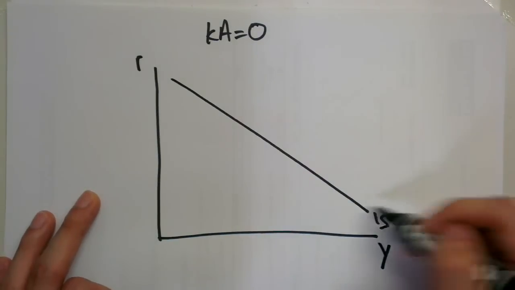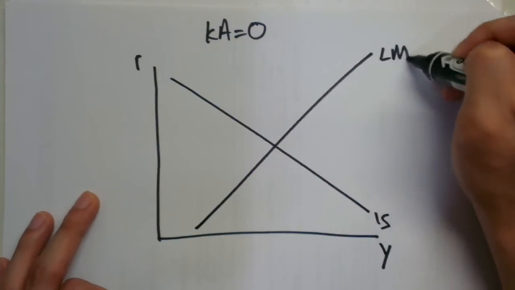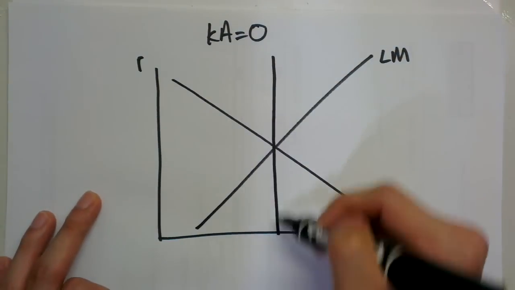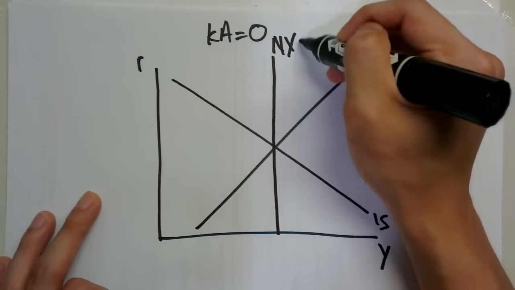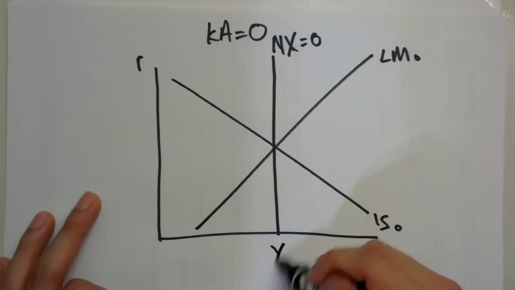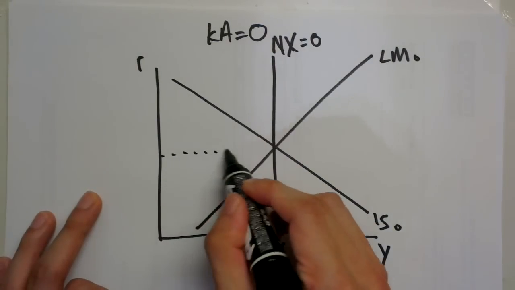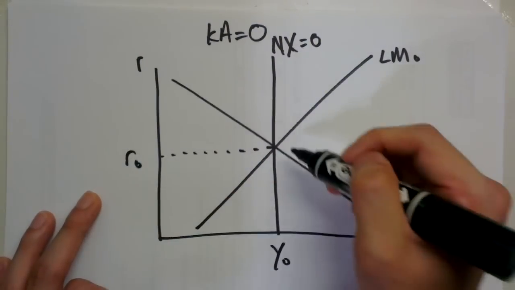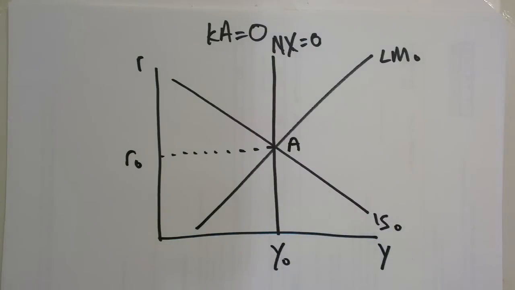So what we need over here is interest rates. We've got your IS curve over here, your LM curve over here, and your NX line over here. NX line equals 0. This is Y naught, initial interest rate R naught, so the initial equilibrium 0.8.